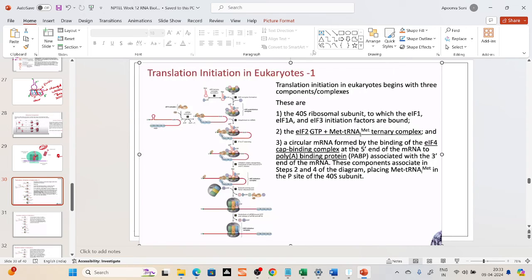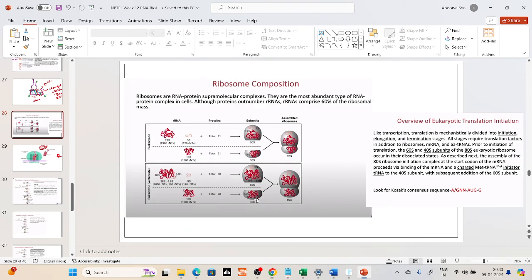So here we're talking about translation initiation in eukaryotes. In eukaryotes, we have two subunits, the 40S subunit and the 60S subunit. The 40S subunit is the smaller subunit and the 60S subunit is the larger subunit, which ultimately makes an 80S ribosome.